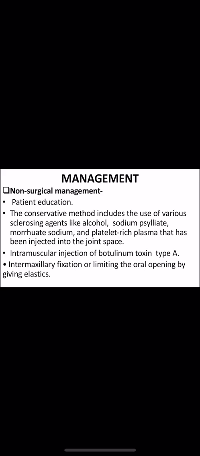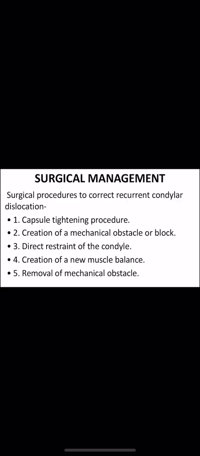Intermaxillary fixation or limiting the oral opening by giving elastics. These methods are temporary, so we need to repeat them over a period of time. Second, the surgical management. Surgical procedures to correct the recurrent condylar dislocation are capsule tightening procedures, creation of a mechanical obstacle, direct restraint of the condyle, creation of a new muscle balance, removal of mechanical obstacle. These were given by Miller and Murphy.